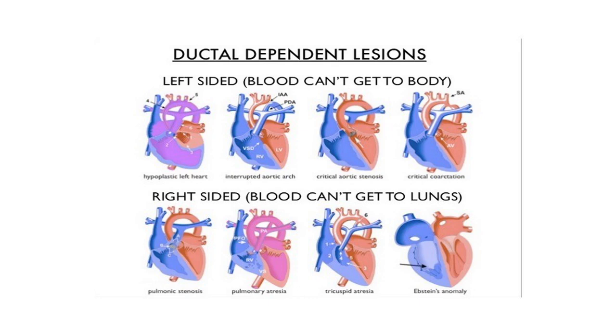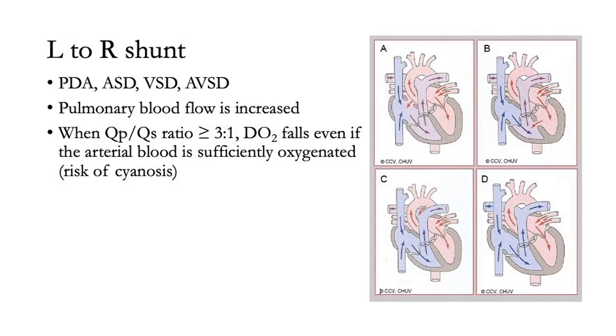In right-sided ductal-dependent lesions, the patient is duct-dependent for pulmonary blood flow and the shunt is left to right, such as pulmonary stenosis, pulmonary atresia, tricuspid atresia, and Ebstein's anomaly. Left-to-right shunts cause an increase in pulmonary blood flow, such as atrial septal defect in Figure A, ventricular septal defect in Figure B and patent ductus arteriosus in Figure C.